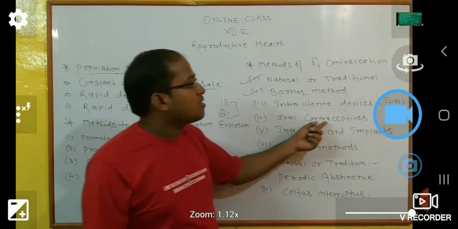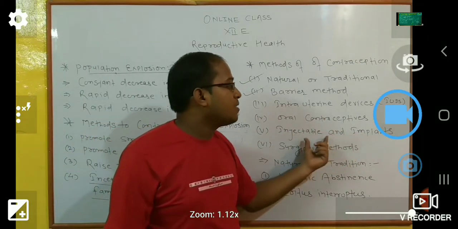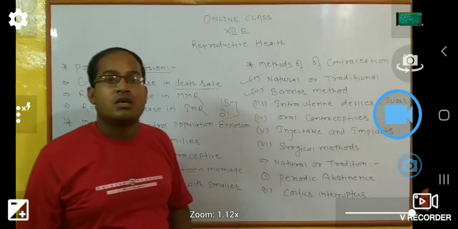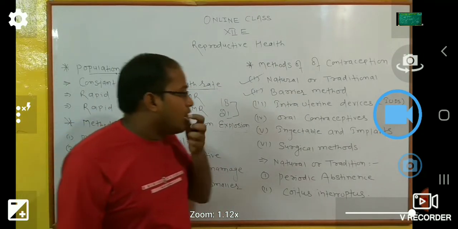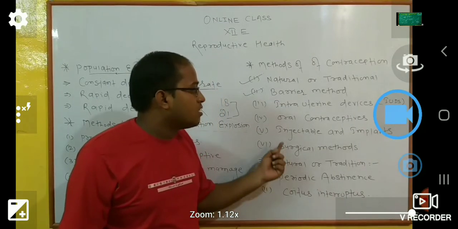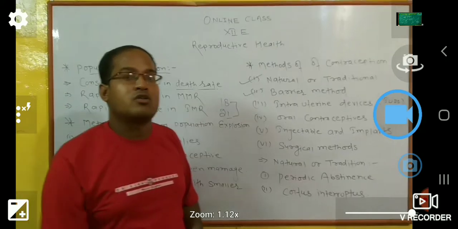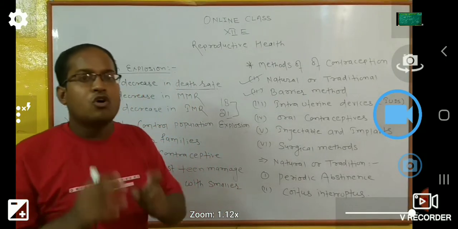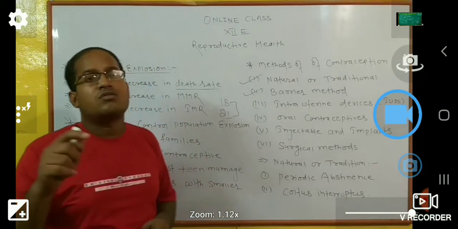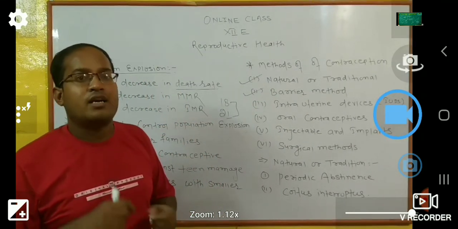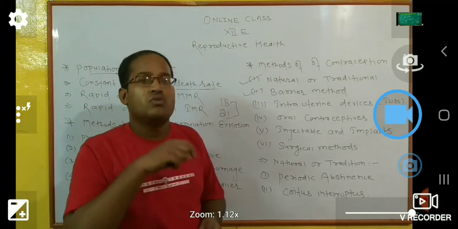Next, oral contraceptives, we will also discuss in the next video. Injectable and implants means several types of injections are also there to avoid pregnancy and avoid the population explosion. And surgical methods are also there. Surgical, we have heard the terms vasectomy and tubectomy. Vasectomy is related to the male, because in vasectomy we cut the male vas deferens and tie it with thread. That's why the sperm will not transfer from the testis.